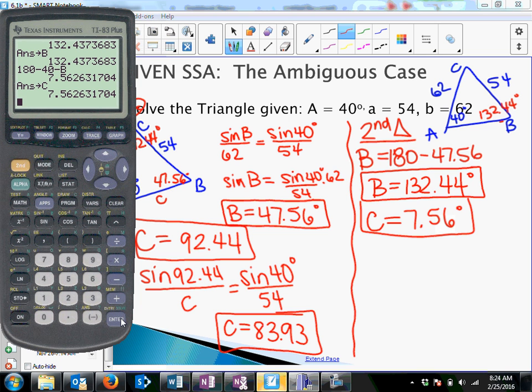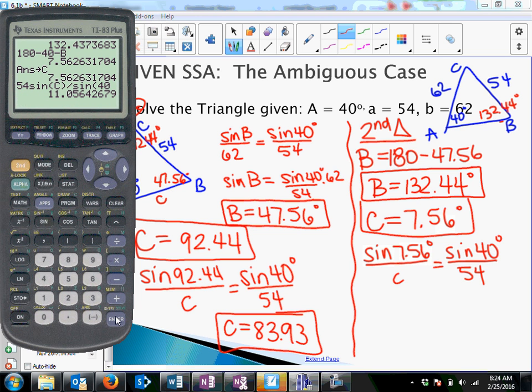Now we can find side C. Okay, essentially, you're doing two problems here, right? That's kind of how it feels. We're going through the same motions. We just have different measurements here for our second triangle. Okay, so now we set up that same proportion. We cross multiply, so 54 times the sine of C divided by the sine of 40. So our third side is 11.06.